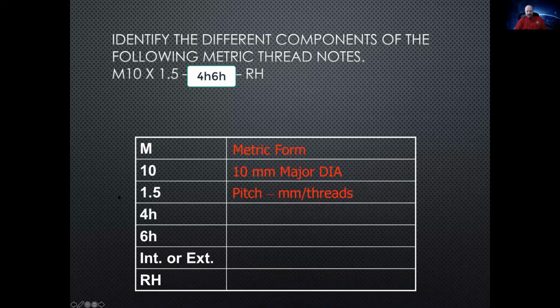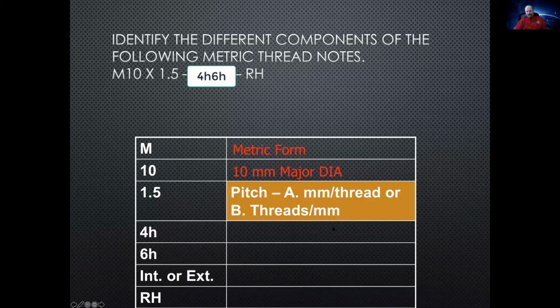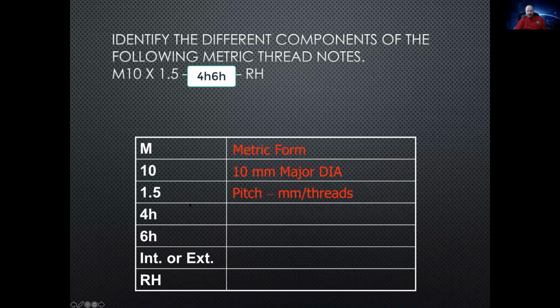Millimeters per thread. Okay, think about it, right? If it was threads per millimeter, that's pretty tight. Okay, that's pretty tight thread. That's the pitch diameter tolerance. And that's the crest or major diameter tolerance. Okay, so pitch is the first one, pitch tolerance, crest tolerance.